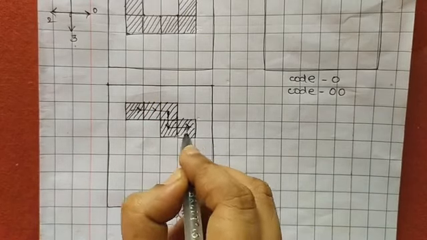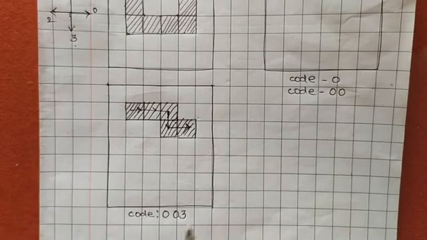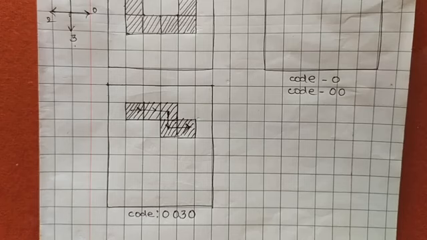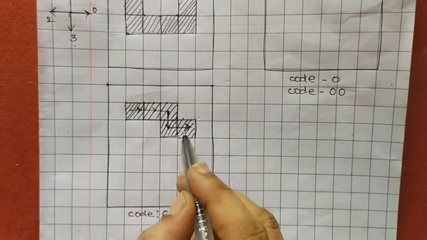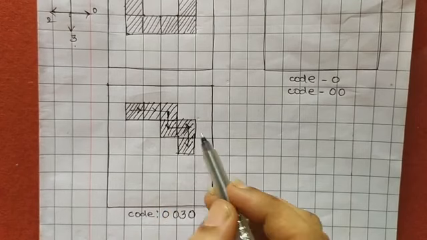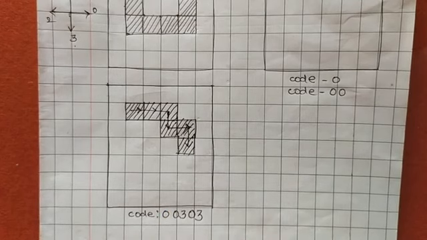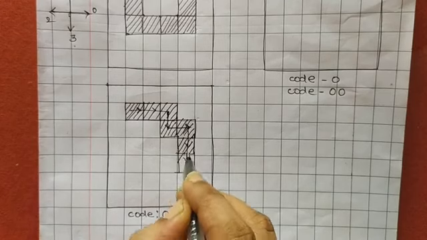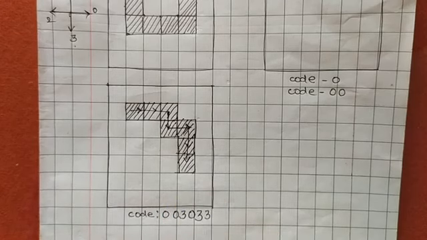Okay, so for this movement we have to assign code 0, that we have to write after this code. So this will be 0. After that, from this pixel to this pixel we are going to move like this. So code will be 3. After this, again the direction is downwards, so code will be 3.